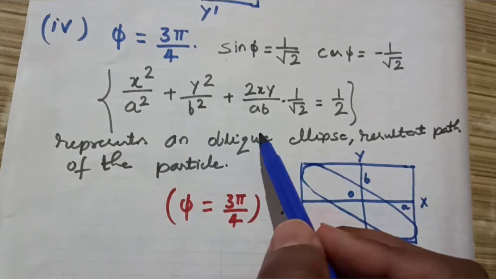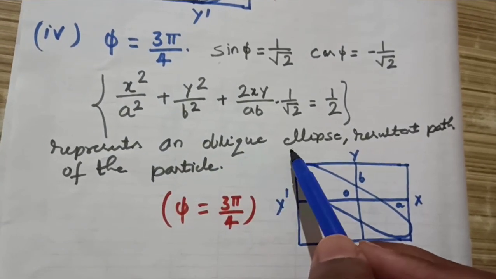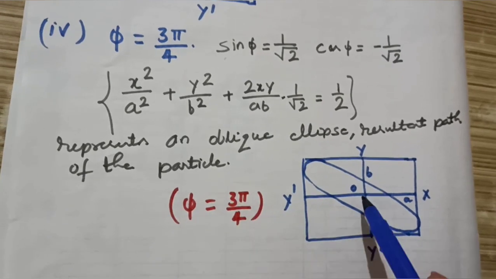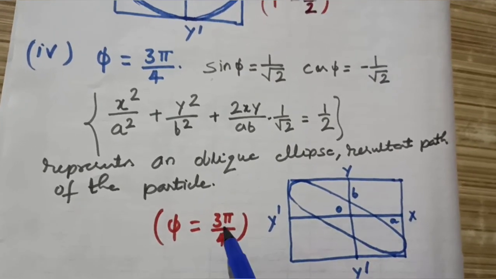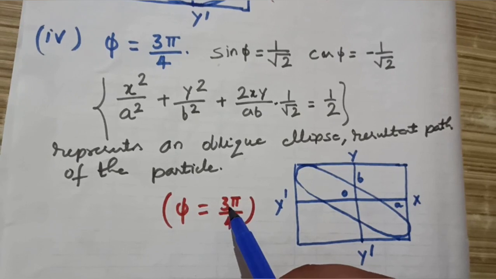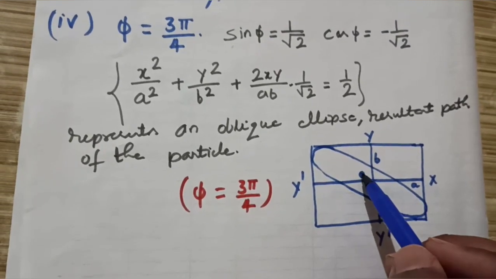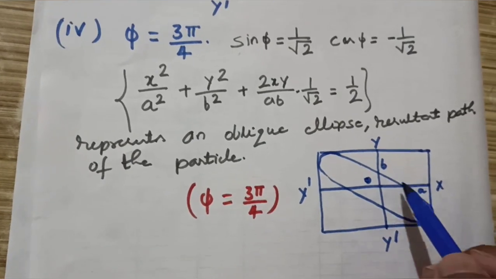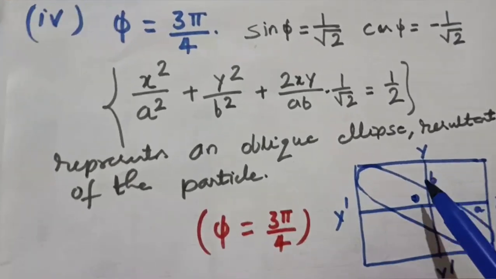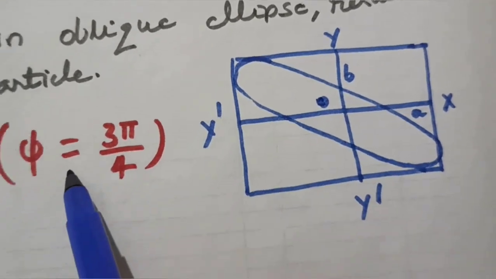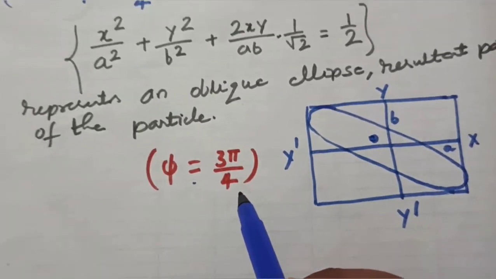Again you will see that this is representing an oblique ellipse, the resultant path of the particle. Now the pattern of this oblique ellipse is represented in this figure here. You can see this is the origin, this is A, this is B. This is the proper diagram for the case when phi is equal to 3 pi by 4 here.